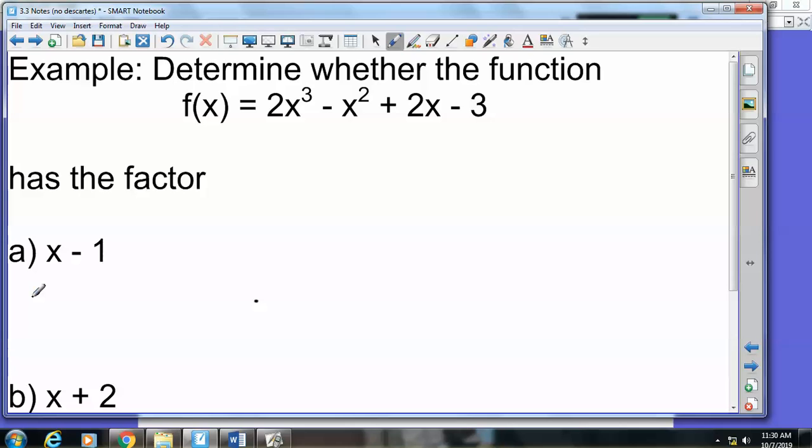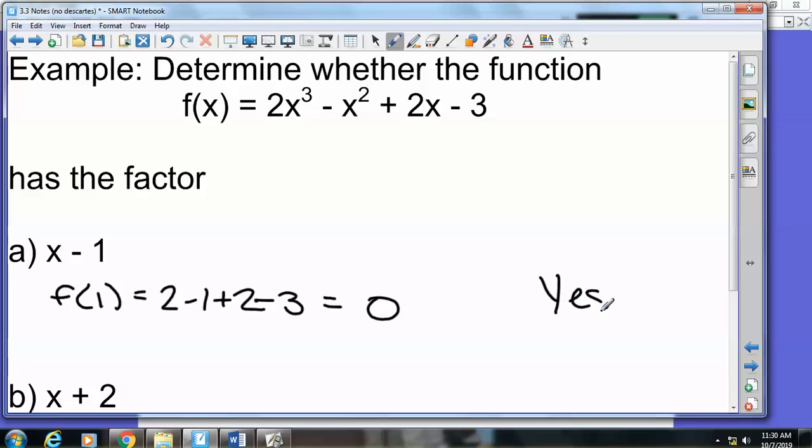So there are 2 ways of doing it. You can do synthetic, but the easiest way is just what? Plugging it in. You have to plug in your k value though. What is my k here? 1. Think about if you were going to do the synthetic, what would go out in the box? It would be 1. It's what makes this 0. So you need to find f of 1. If you plug a 1 in there, you get 2. And what do we get for our remainder? 0. So is this a factor? Yes.